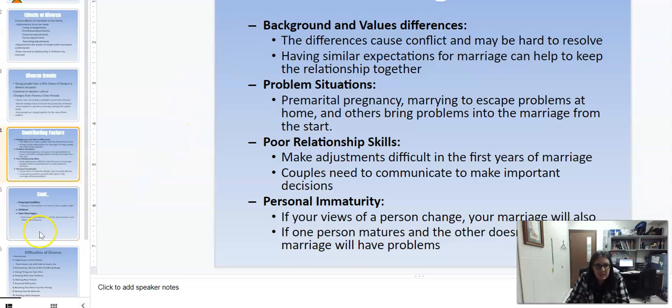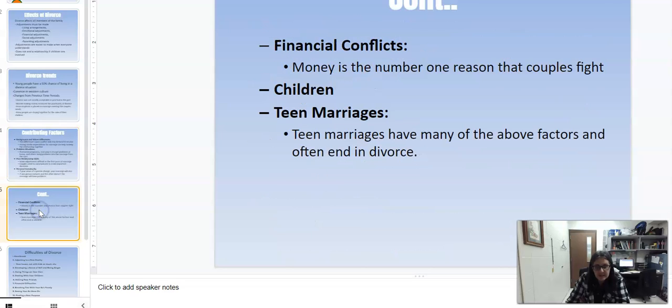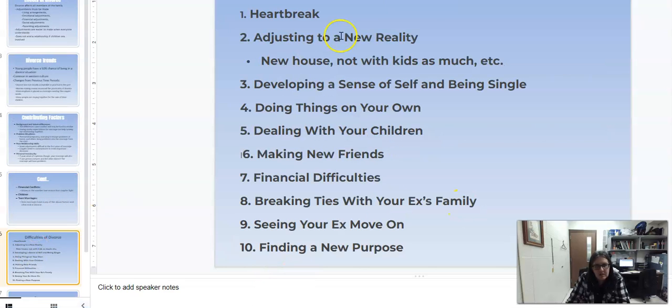Personal views of change, people change. One person matures, the other doesn't. Financial conflicts are very, very common. One of the number one reasons people fight is money issues. And so it's really important that when you find someone, you deal with and handle money similarly. Children aren't a cause of divorce, but they maybe add more stress to a marriage that already wasn't great. Teen marriages have the highest divorce rates out there.